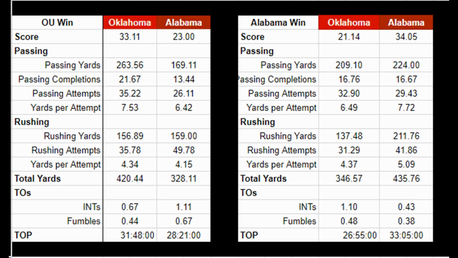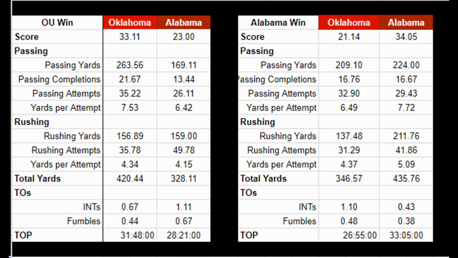Here you can see I've shown both when OU wins and when Alabama wins. You can see they average about 10 points on Oklahoma's side when they win, but Alabama averages almost 13 points when they win. So we'll start at the top and work our way down. Starting at the passing yards, when OU wins, they average 263 passing yards compared to 209 when they lose. But they have to win that passing battle by about 100 yards in the win. All it takes in their losses is for OU to lose the passing competition.